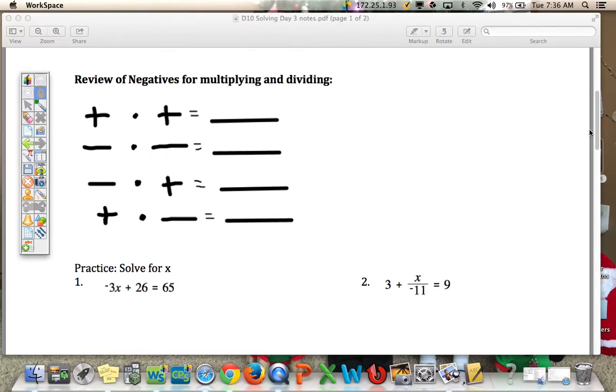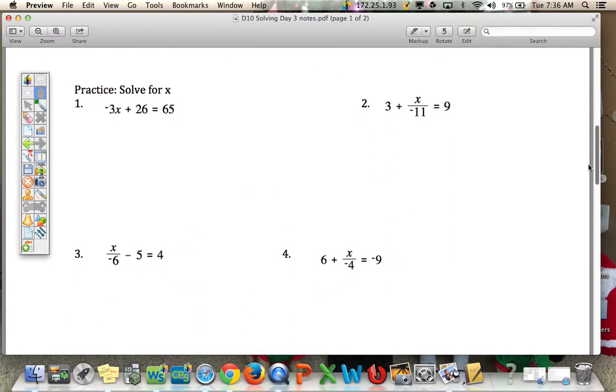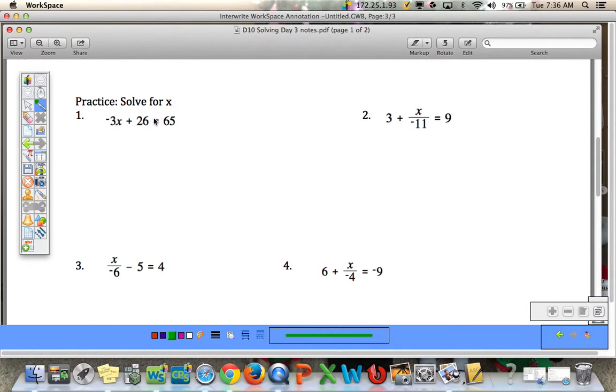Let's just do a few review problems, practice solving for x. This one is something like what we've done before. So first step, if it helps, draw down the line. Combine like terms on each side if possible, but it's not here. So let's get the 3 x's by themselves, and let's say the 26 is kind of like your candy. So get rid of these 26 candies on this side. So do it on this side.